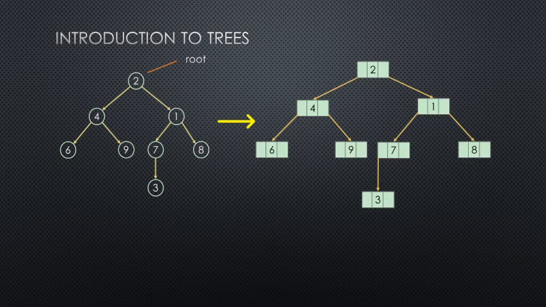In the structure I have drawn on the right, each node has 3 fields. One of the fields is used to store data. Let's say the middle cell is used to store data. The left cell is used to store the address of the left child. And the right cell is used to store the address of the right child. Because this is a binary tree, we cannot have more than 2 children.